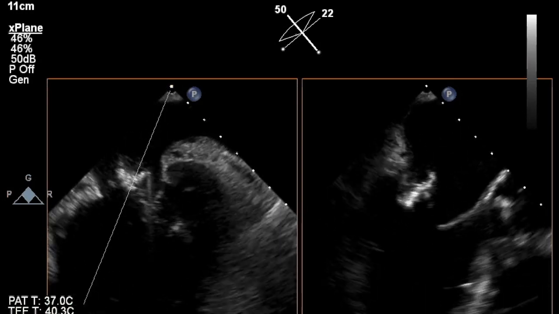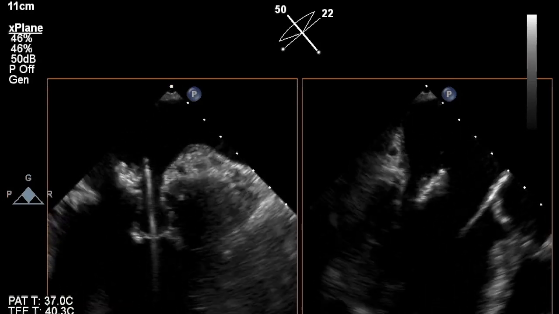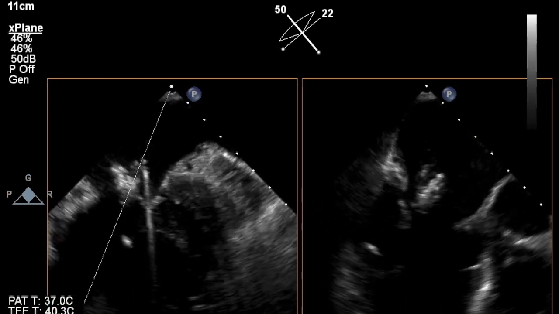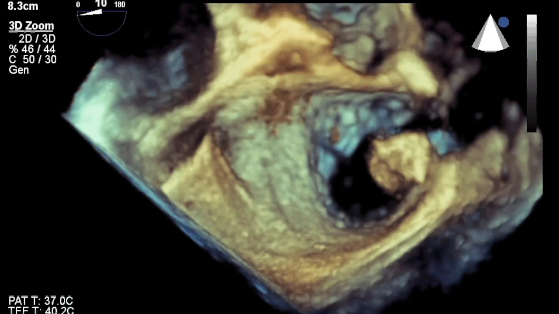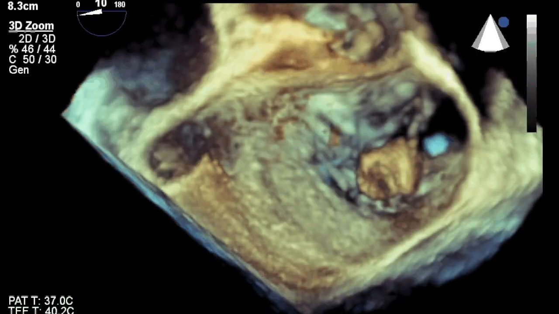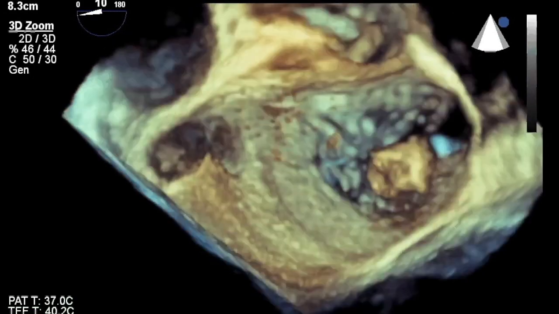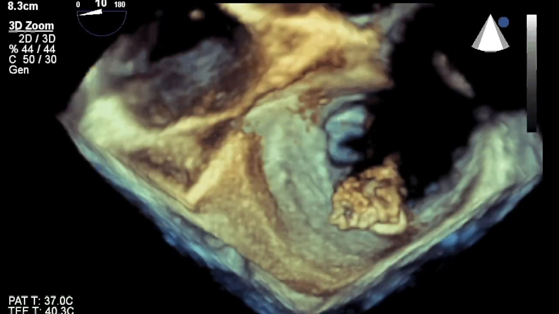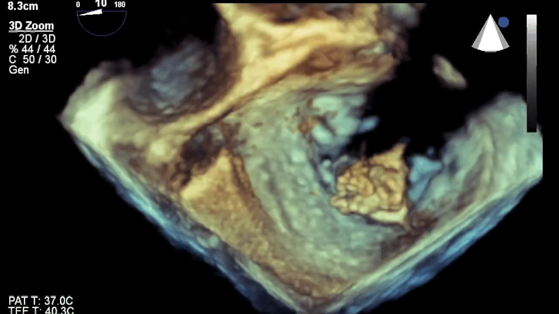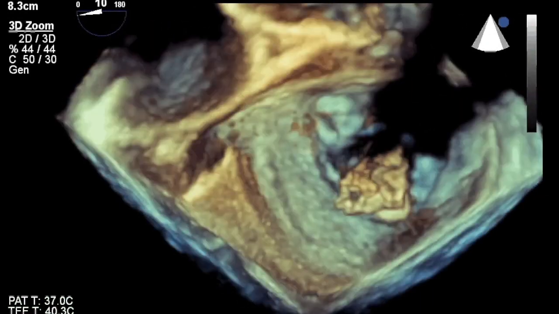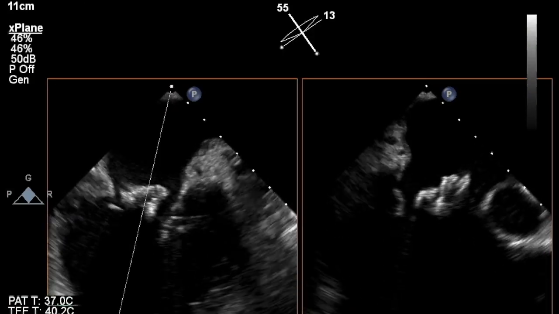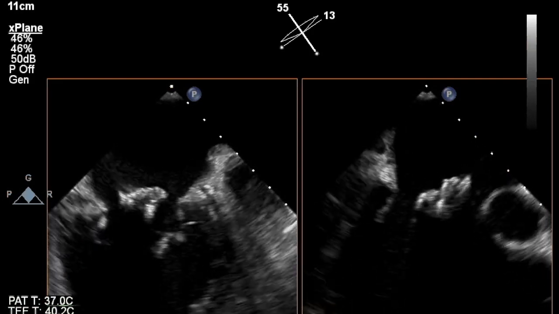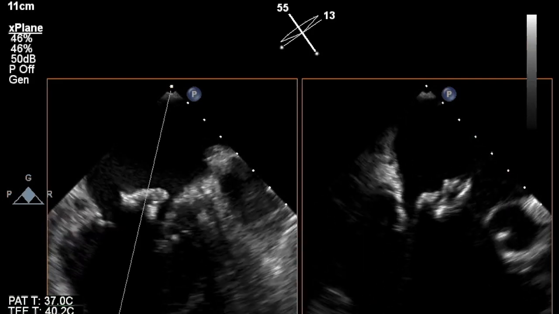The valve is then deployed through the sheath slowly. You can see the valve coming out of the sheath slowly. With X-plane and 3D views, the anterior cuff is confirmed. Slow deployment of the valve is done throughout the procedure. You can see that the anterior cuff is longer than the posterior cuff.